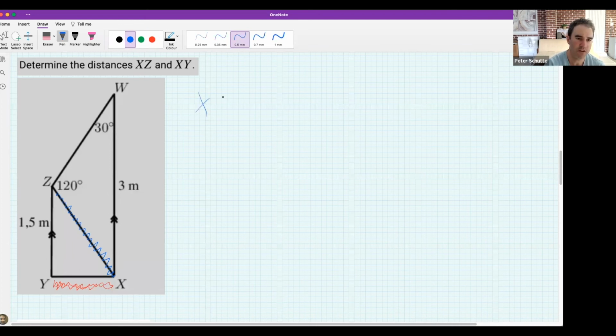So the good news about these rules is after a while they start to feel quite predictable. Like you can always, so xz over the sine of 30 will be equal to 3 over the sine of 120. So what is xz going to be?